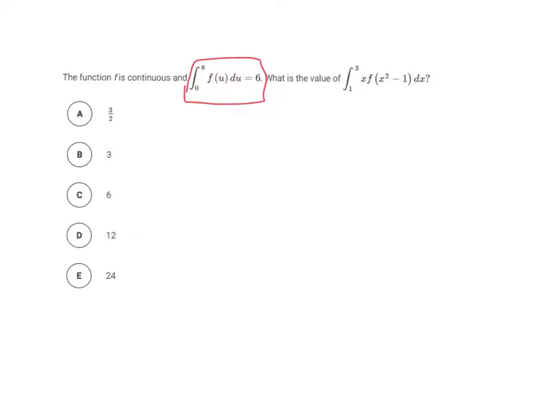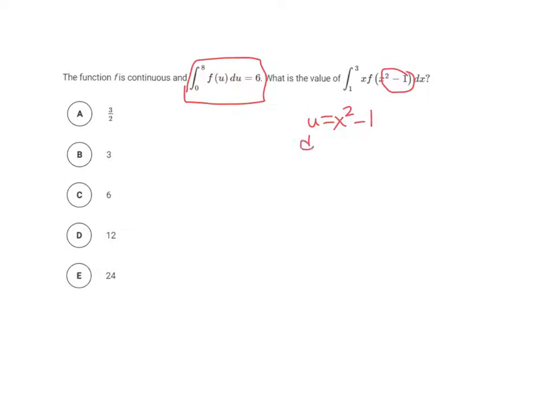They want to know what is the value of x times f of x squared minus 1 dx from 1 to 3. So in order to do this problem, you have to recognize that you can't really do much if you do not substitute in x squared minus 1 for u. So I'm going to start by doing that.